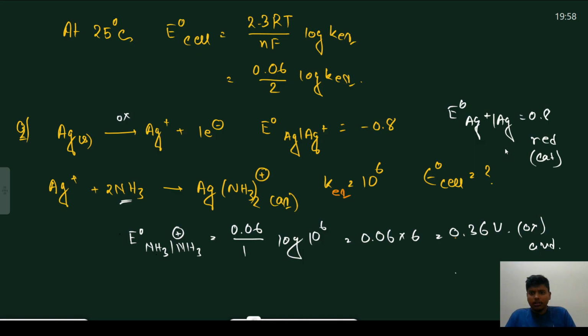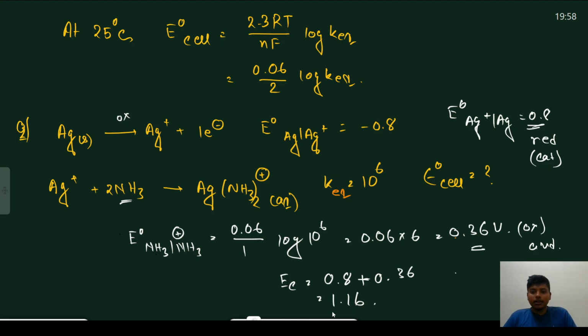Simply, we know that larger value minus smaller value. So E cell is equal to 0.8 minus 0.36. E cell value 0? No, this will be plus 0.36. So 1.16 will come. Okay, clear? Yes. Clear or not?